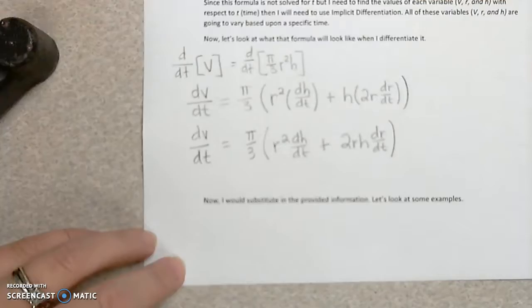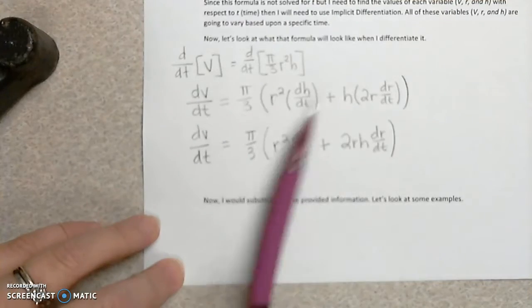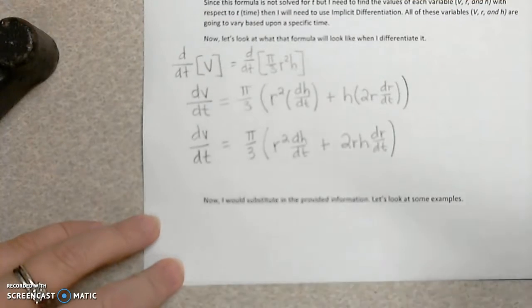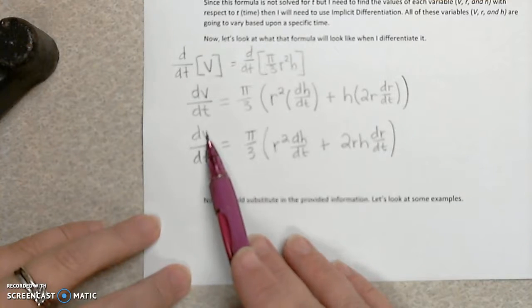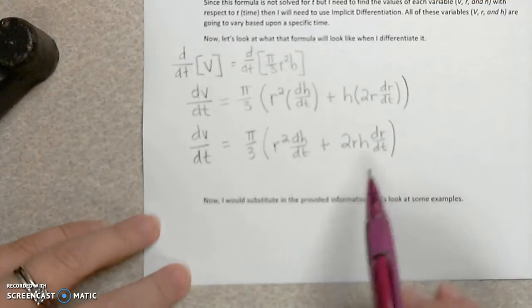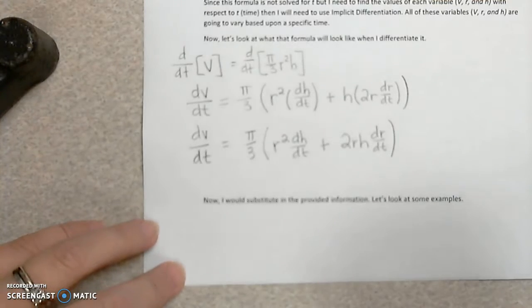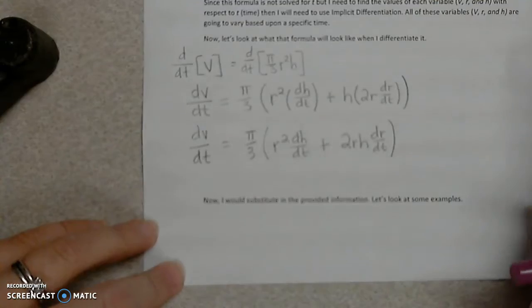But I wanted you to see, taking the derivative of the formula implicitly, how we have to do the dV/dt, dh/dt, dr/dt, where that comes from. Okay, so let's take a look at a specific example here.